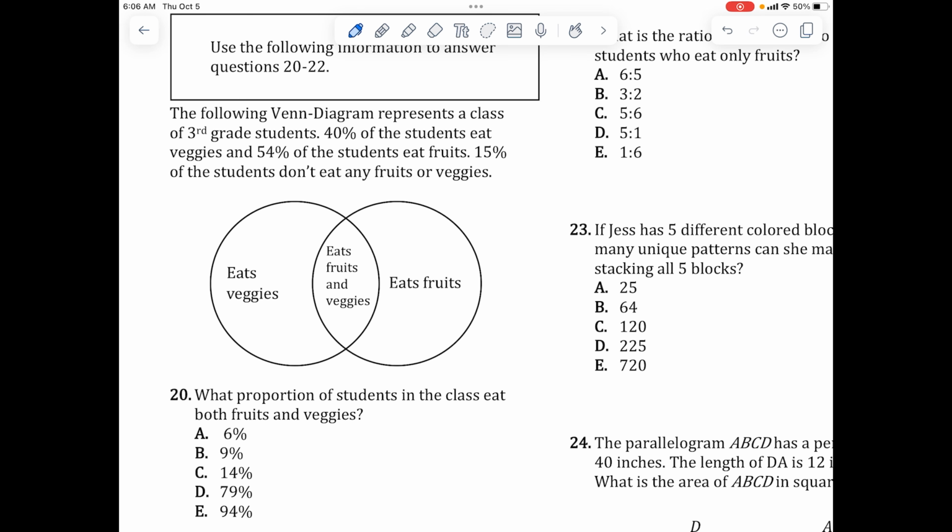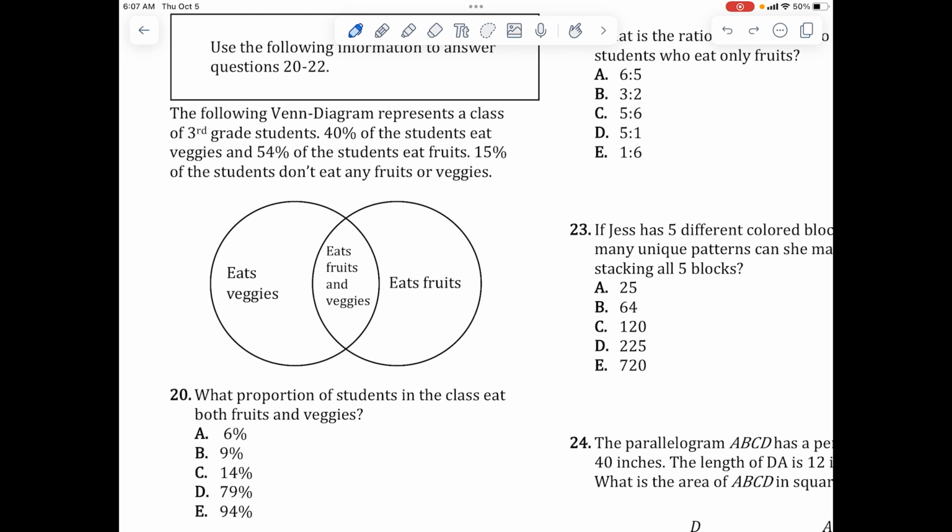So what's going on here? I see 40, 54, and 15, and they don't add up to 100. They add up to a little more than 100%, right? So the thing that we have to account for is the overlap. So 40% eat veggies, 54% eat fruits, 15% don't eat anything. Okay. Oh, actually 15% don't eat any fruits or veggies.